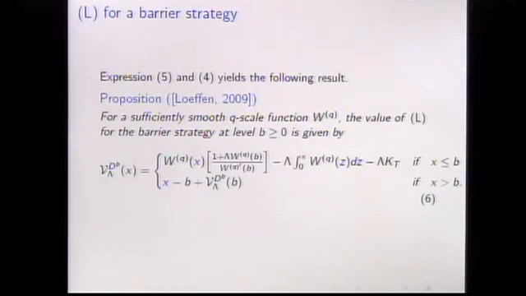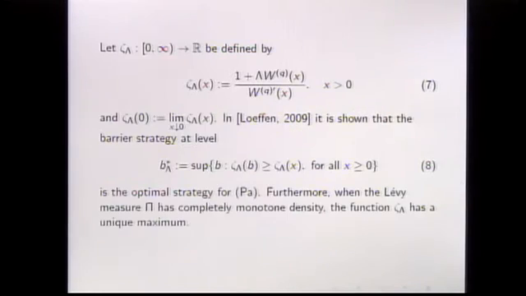If we combine all this together, as Loeffen did, then if I choose a barrier strategy at level B, the Lagrangian function for that strategy is just this, and everything is in terms of the q-scale function. If I want to optimize over this set of strategies, I just need to optimize over B, which only appears here. That's how you get the best barrier strategy, and then you use a verification lemma to prove that this is actually the optimal strategy. So we take this part that I'm calling zeta lambda, and you just take the maximum of this. For the case when the Lévy measure has a completely monotone density, like most of the cases, for example the alpha-stable process, this function has a unique maximum, and that's going to be the optimal strategy.